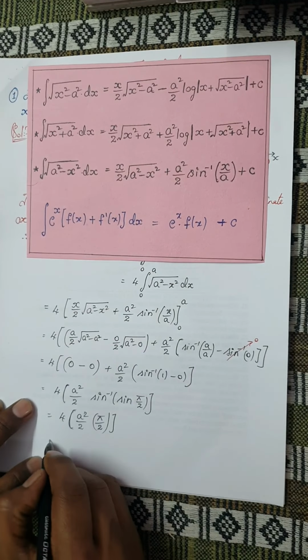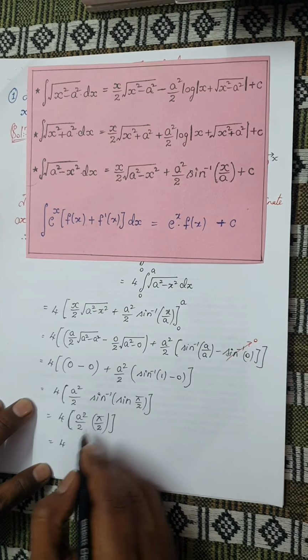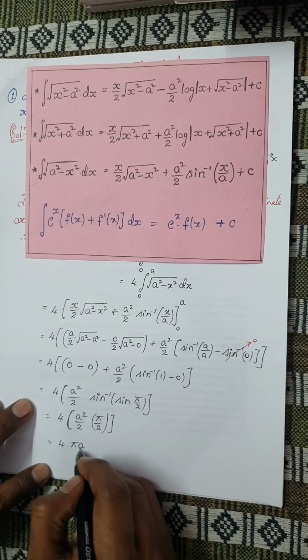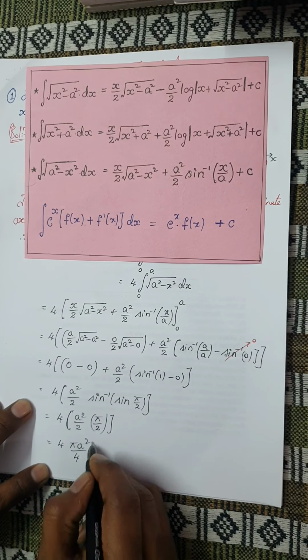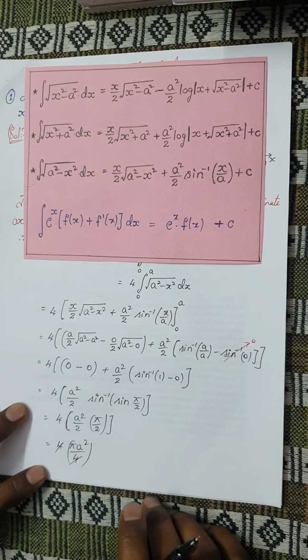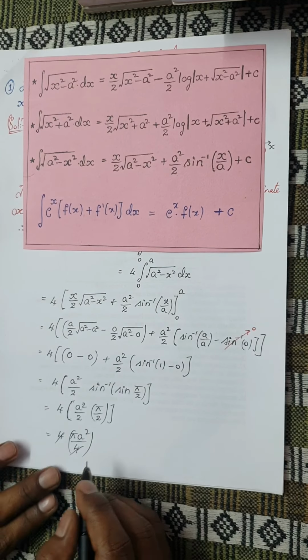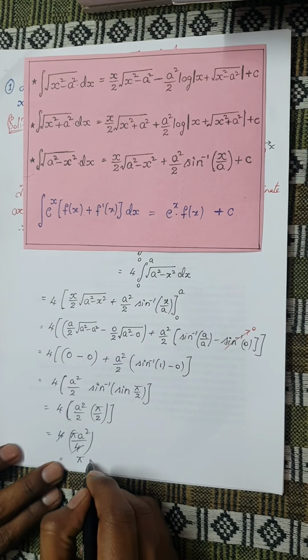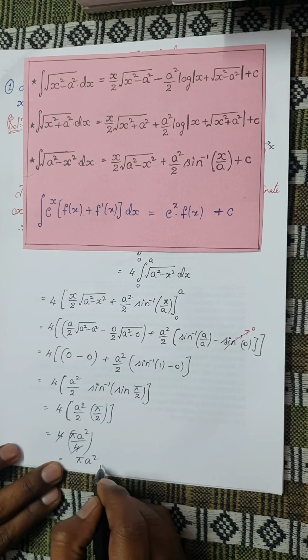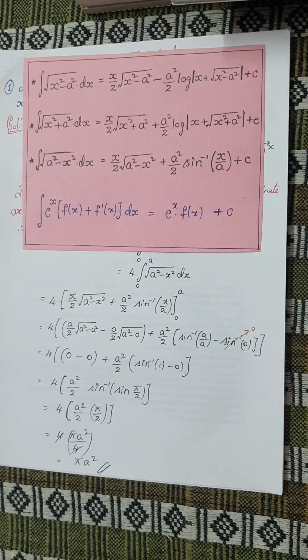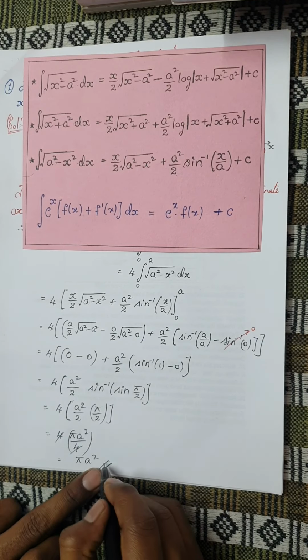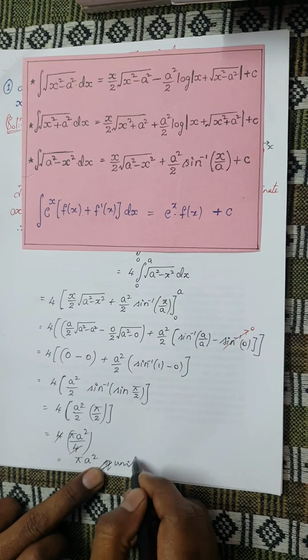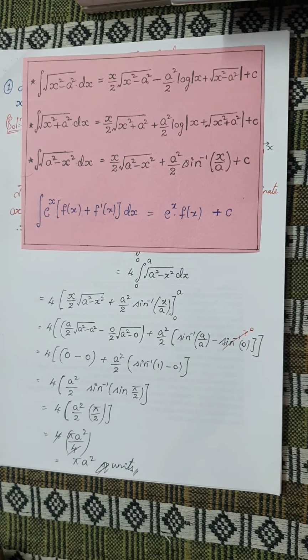So this is nothing but 4 into, you can multiply this, you will get pi a square divided by 4. 4 and 4 you can cancel and you can write the area of the circle is pi a square. So this is my required area. I can write it as square units because it is area.